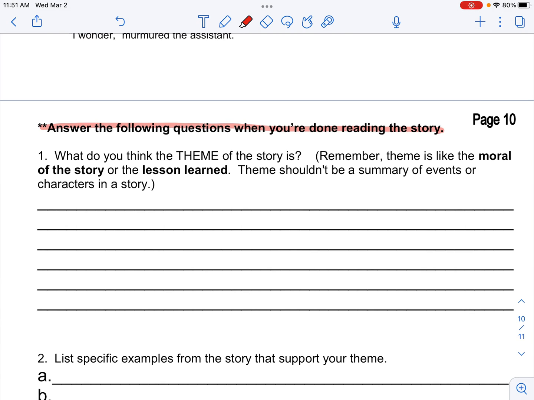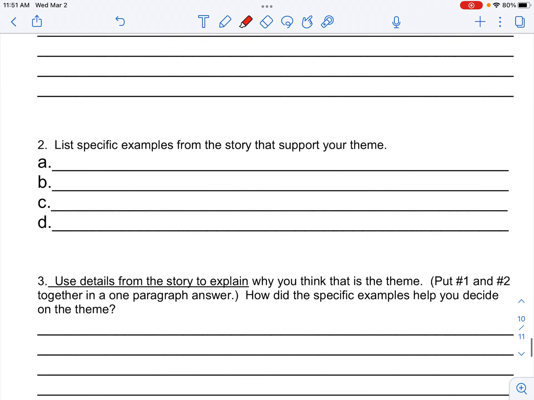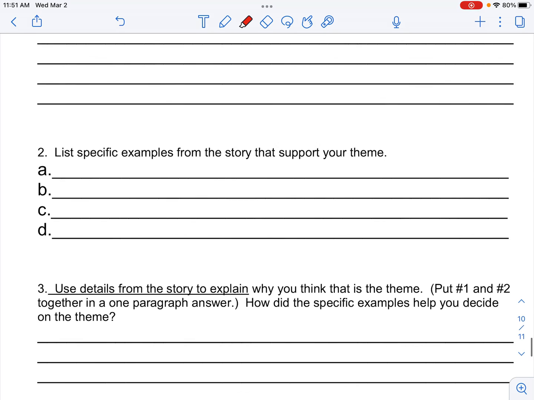What do you think the theme of this story is? Remember, a theme is like the moral of the story or the lesson that's learned. The theme shouldn't be a summary of events or characters in the story. What is the theme? What's the lesson that was learned? Then I want you to list specific examples from the story to support your theme.